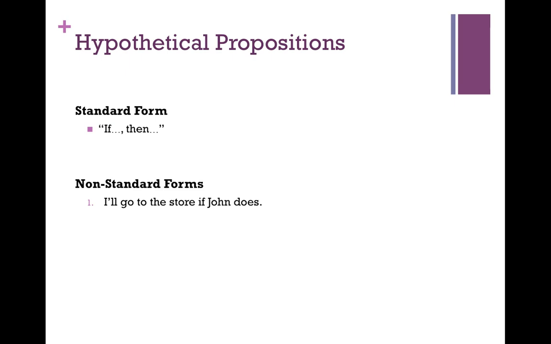Take a sentence like this: I'll go to the store if John does. Notice right off the bat, this is not in standard form, if for no other reason than where the word if is. It's in the middle of the sentence, not at the beginning. Here's the antecedent: John does go to the store. Notice that it is not coming before the consequent. The antecedent must come before the consequent. It has to be if, antecedent, then the consequent. We don't have that here.